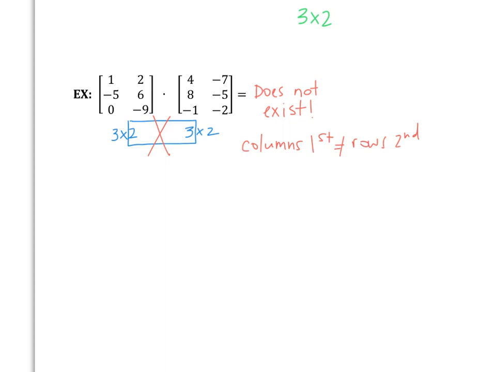So therefore, we're done. If you have any questions on adding, subtracting, multiplying by a scalar, or multiplying matrices altogether, make sure to ask next time in class.